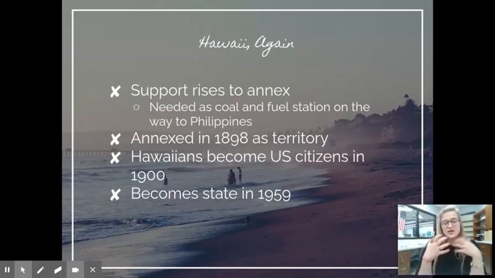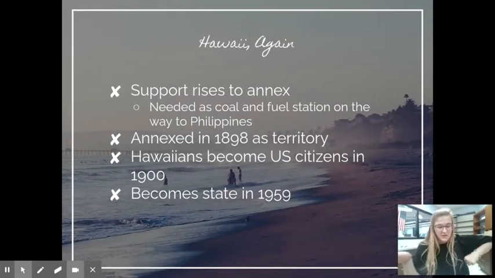The U.S. kind of uses the pretense of, to get to the Philippines, we have to stop and refuel all our ships in Hawaii. It's called coaling stations and fuel stations to load up more coal onto our ships so that we can make it over to the Philippines. So that's the pretense, right? But underneath it all, we know they just wanted Hawaii the whole time. So Hawaii is finally annexed because we need it for the war, right? In 1898, while the Spanish-American War is going on.